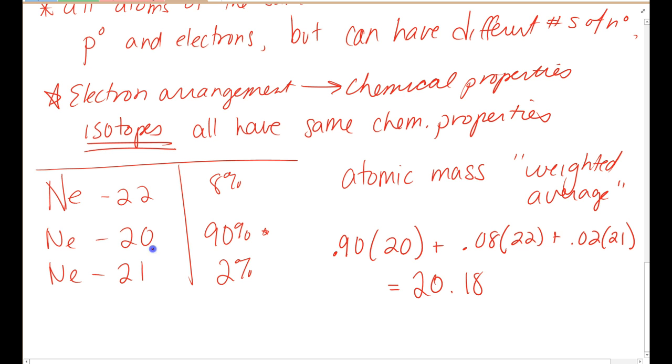So we can see that it's very close to 20. We would expect that because that one has a greater weight. It's worth more in the atomic mass calculation. When we look at the periodic table, you find that, in fact, neon has an atomic mass, which is the number written under the symbol, very close to 20.18.